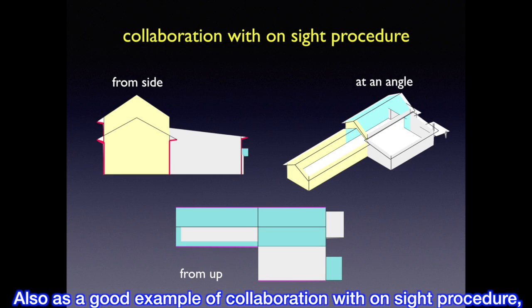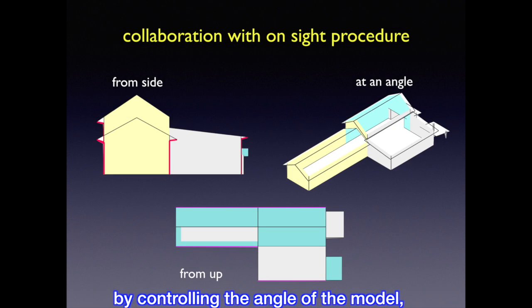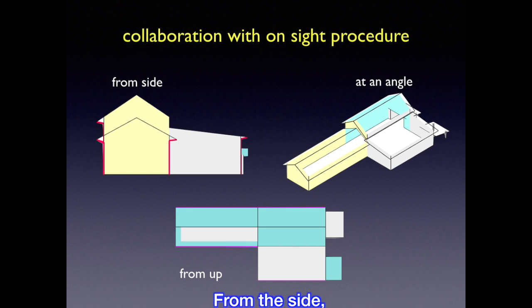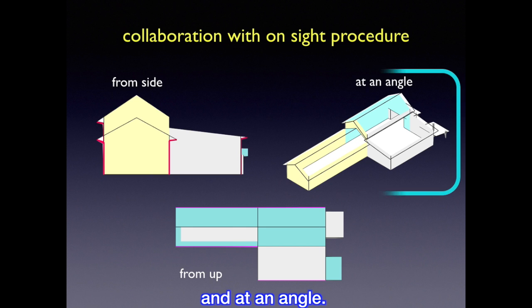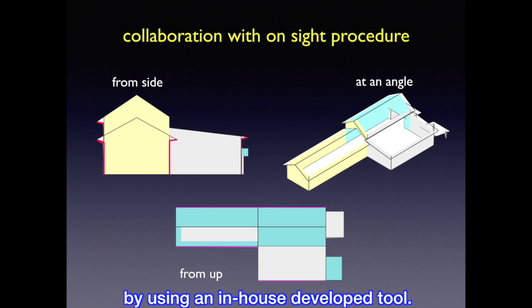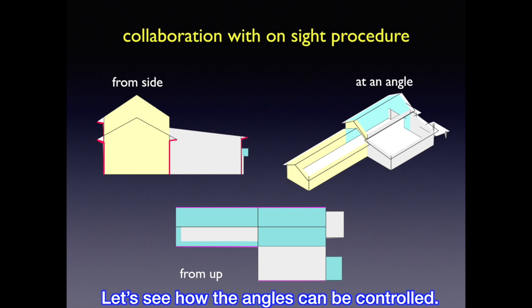Also, as a good example of collaboration with on-site procedure, by controlling the angle of the model, you are able to instantly create different diagrams very easily from the side, from up above, and at an angle. The controlling of the angle is also done by using in-house developed tools. Let's see how the angle can be controlled.